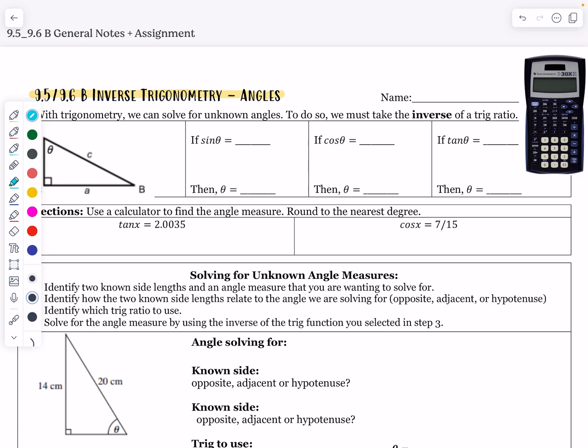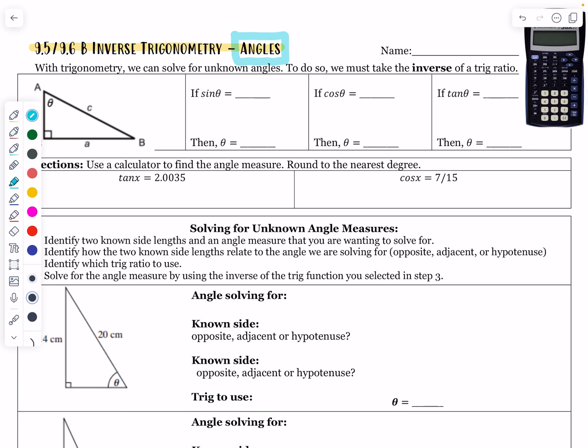Last week we covered finding the missing side lengths using trig. Now we're going to look at how you find angles. Obviously we have three angles in a right triangle. One of them is 90, and we don't have to find it. It's already there. But once you've got a right triangle, you can find either of those two acute angles using trig. So with trig, we can solve for unknown angles. To do so, we're going to take the inverse of a trig ratio.